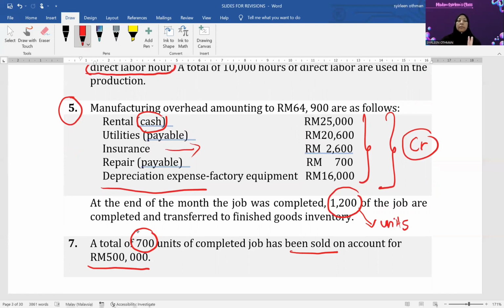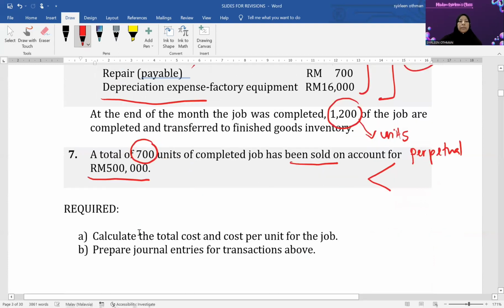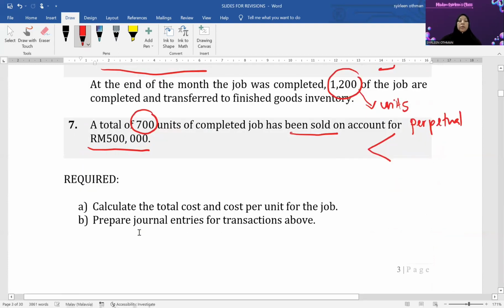So kita faham we are using perpetual system. So bila kita catat sales, you need to record 2 pairs of journals. One is catat sales pada harga kos, which includes your COGS, and the second entry will be your actual, your normal sales journals. Okay. All right, so kita akan calculate total cost per unit for the job, and we are supposed to prepare the journal entry.